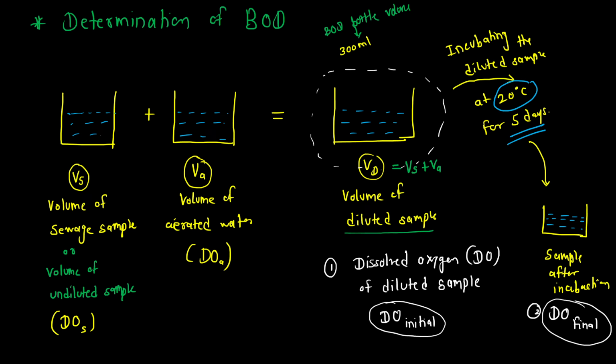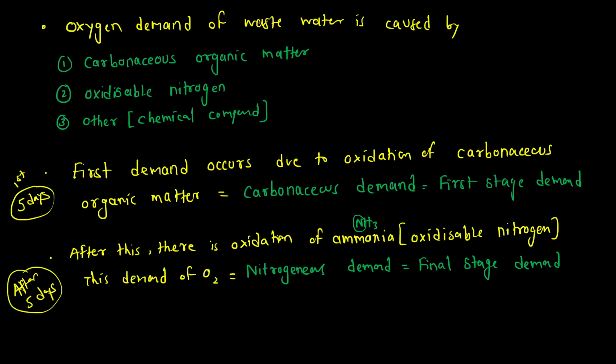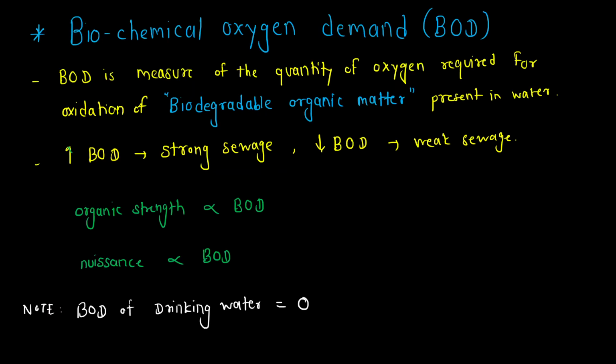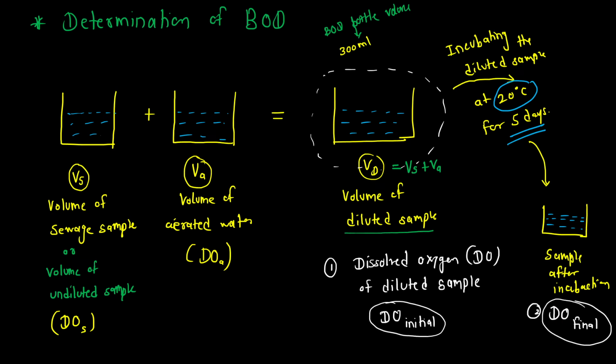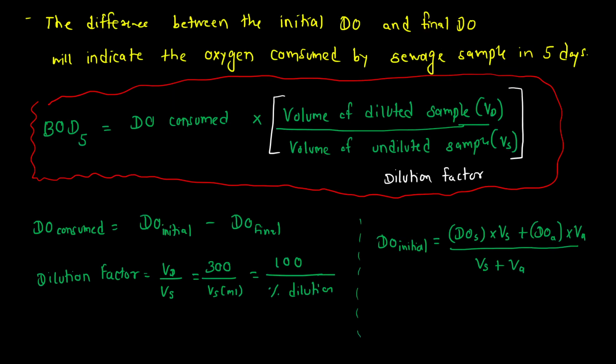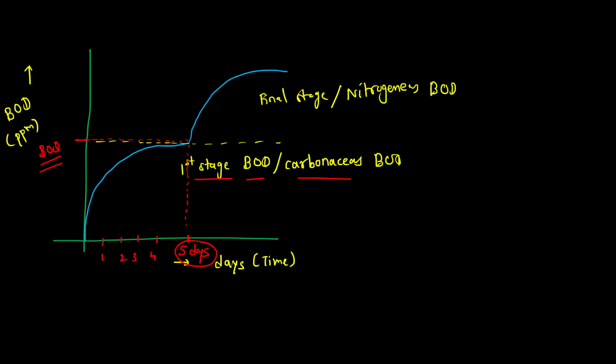So in the previous video, we have seen the basic definition of BOD, and also we have seen how to calculate the BOD in the lab method. Okay, so we have seen the formula of BOD 5. So what is the 5 day, or what does the 5 signify? It signifies the amount of oxygen consumed in 5 days, and that is the carbonaceous oxygen demand.